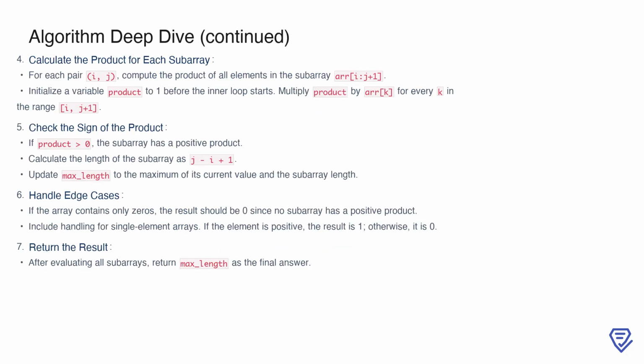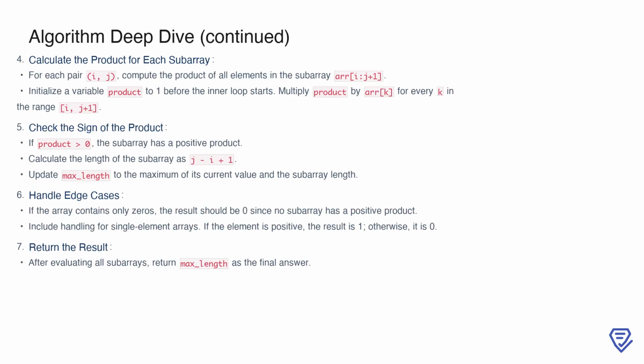Once we have the nested loop set up, the next step is to calculate the product for each subarray. For a given starting index i and ending index j, we compute the product of all elements in the subarray arr[i..j+1]. To do this efficiently within the inner loop, we initialize a variable product to 1 at the start and then multiply it by each element in the subarray. After calculating the product, we check its sign. If the product is positive, we calculate the length of the subarray as j - i + 1 and update max_length to the maximum of its current value and this new length.